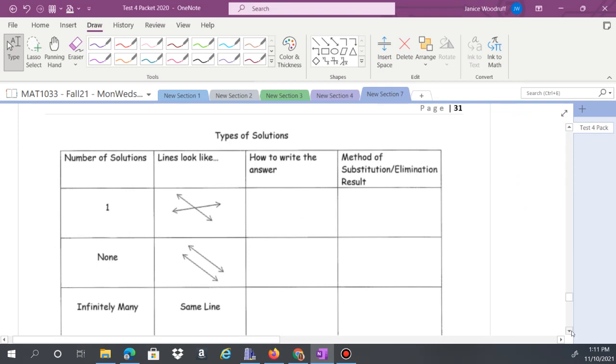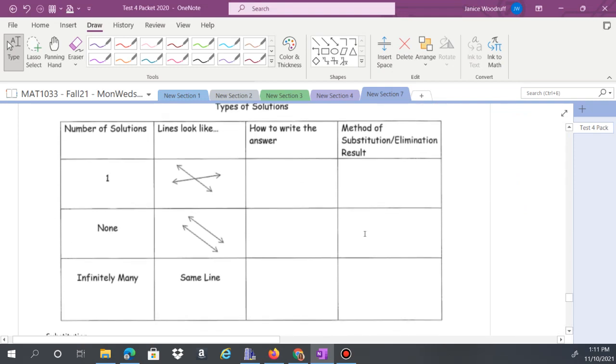Okay, so for your types of solutions, there's a certain way to write the answer. When you have one solution, you're going to write the answer as an ordered pair. So just parentheses, x comma y. When you're doing substitution and elimination, you're going to get an x value with a number, and you're going to get a y value with a number.